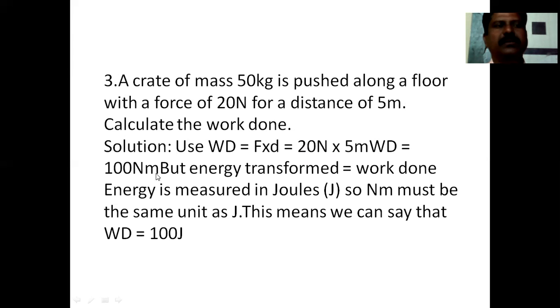So the work done is equal to 100 Newton meter. But the energy transformed is equal to work done. The energy is measured in joule, so the Newton meter must be the same unit as J. This means we can say that work done is equal to 100 J. This is the interpretation of that value. Okay.